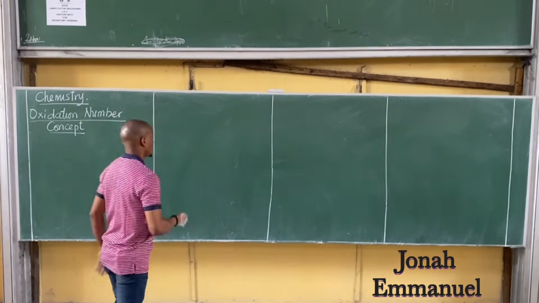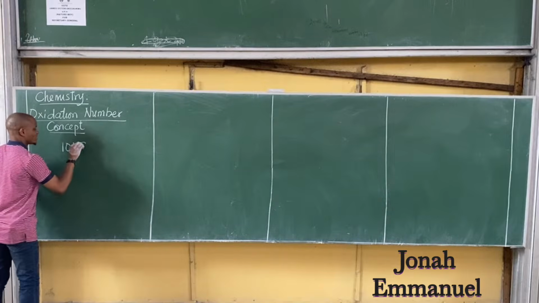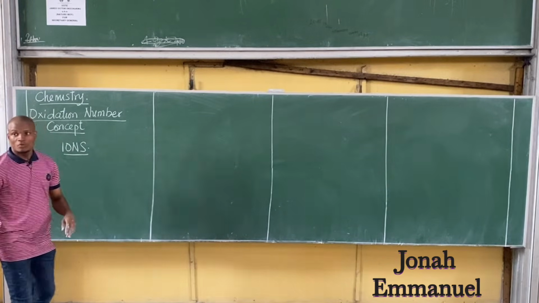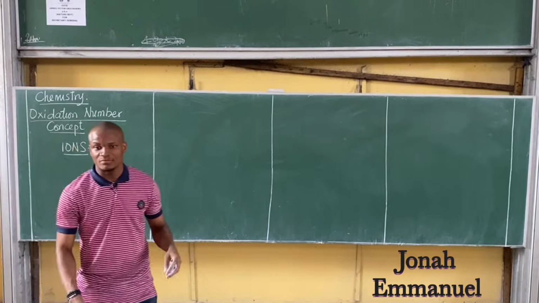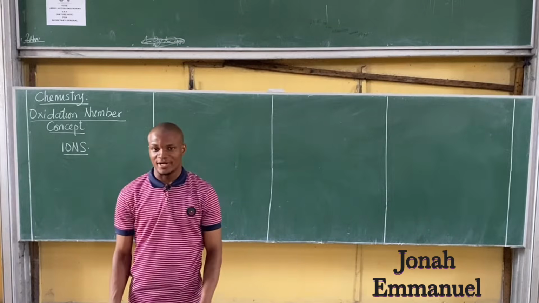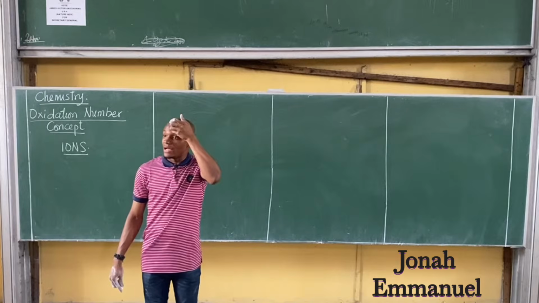Ions. Think now, ions. We discussed ions in the previous classes, but from the idea of ions, we'll move into oxidation number. So let's discuss ions first. An ion.